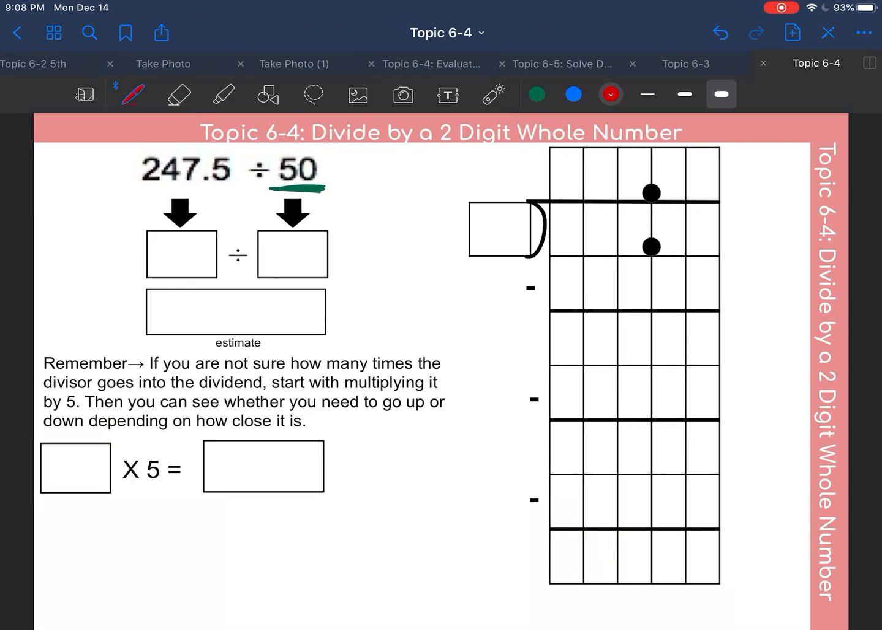I'm going to start with the divisor, which is 50. I'm going to keep it at 50 because that's a nice, easy, compatible number. And then again, I'm going to ignore that 5/10. I'm just going to look at 247, and I can make that 250. So my basic fact is 25 divided by 5, which is 5, and the zeros cancel out. So my estimate is going to be around 5. So I'm going to fill my problem in. It's 247 and 5/10 divided by 50.